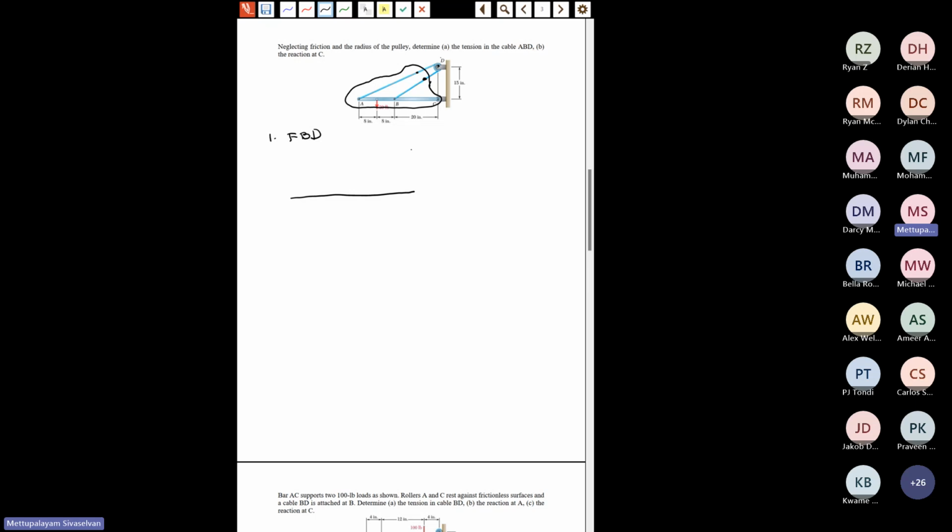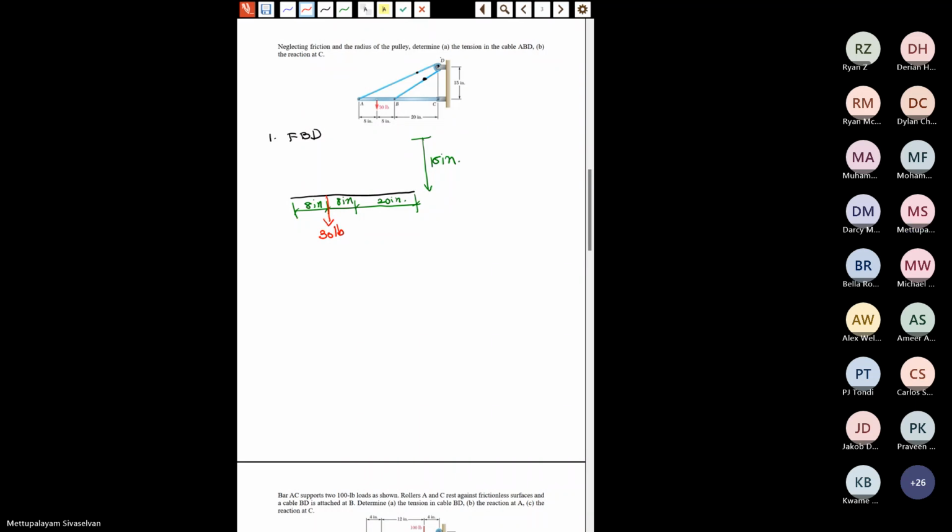So this distance is 15 inches. And I have 8 inches, 8 inches, and 20 inches. Okay. So what are the forces acting on this? I have this, how much is that? 30-pound force.